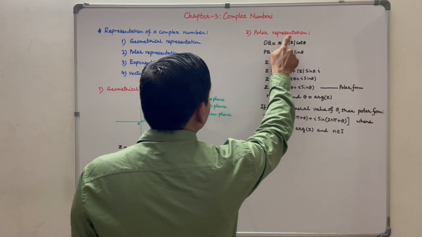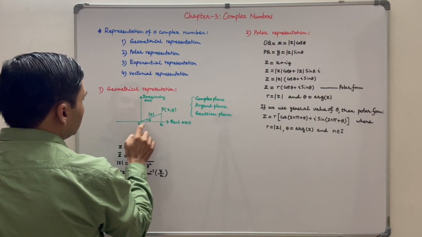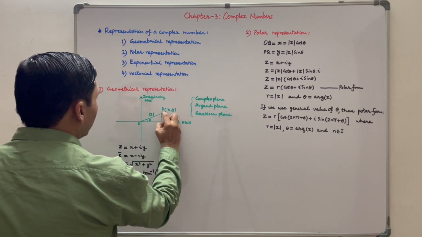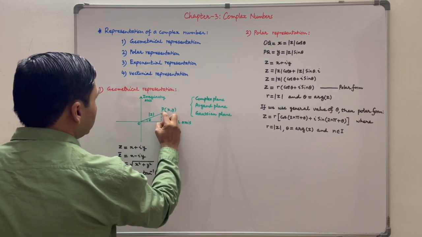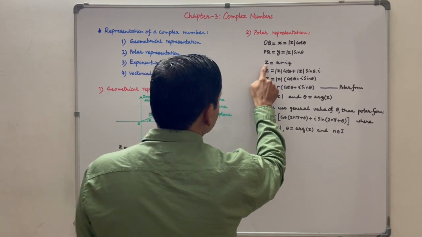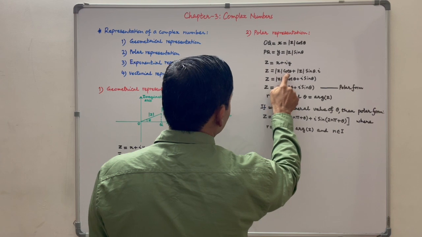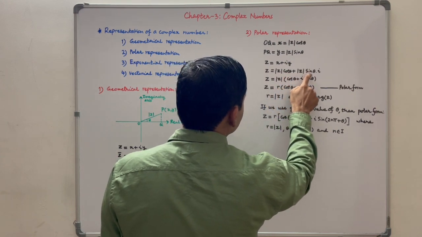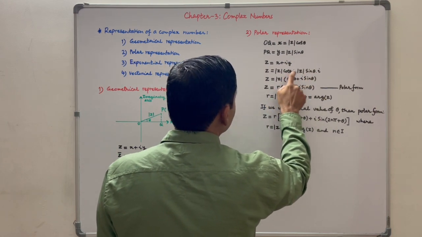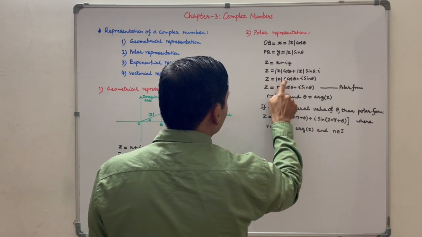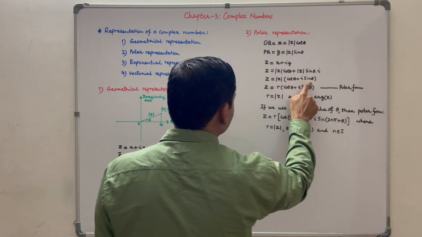Second one, polar representation. In this figure, OQ is equal to x, also mod z cos theta, and PQ is equal to y, also mod z sin theta. So complex number z is equal to x plus iy can be written as mod z cos theta plus mod z sin theta into i. Take mod z common in both the terms. So it will be mod z into cos theta plus i sin theta.